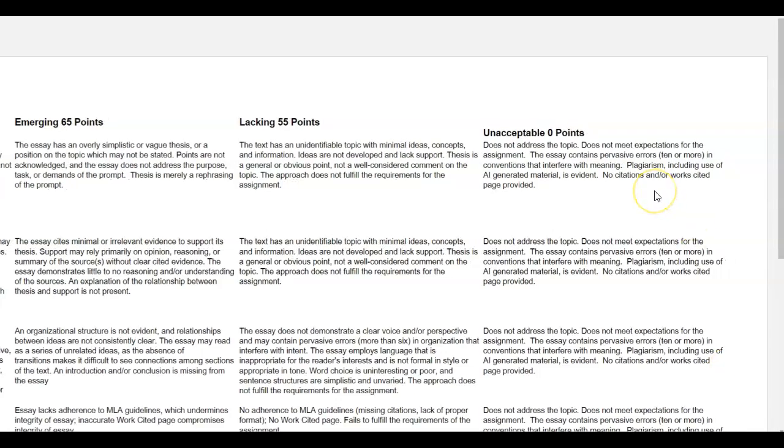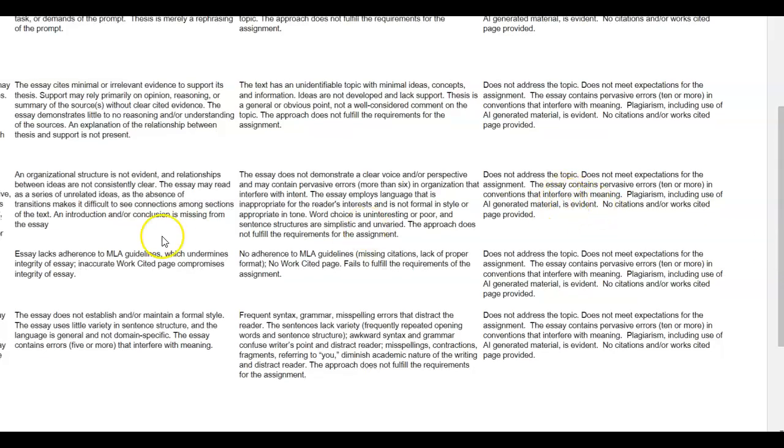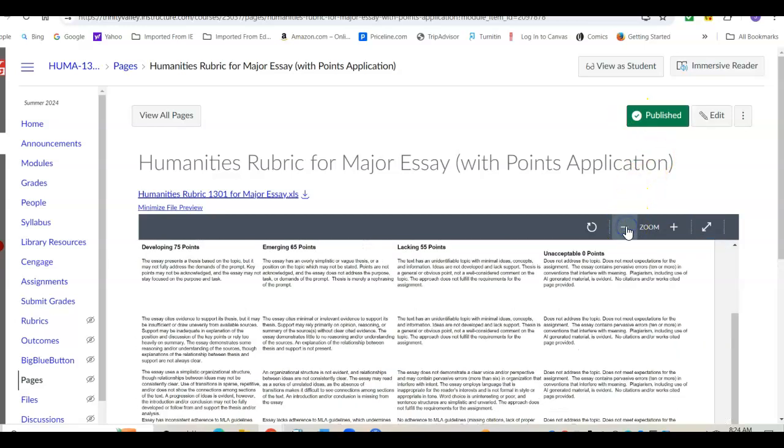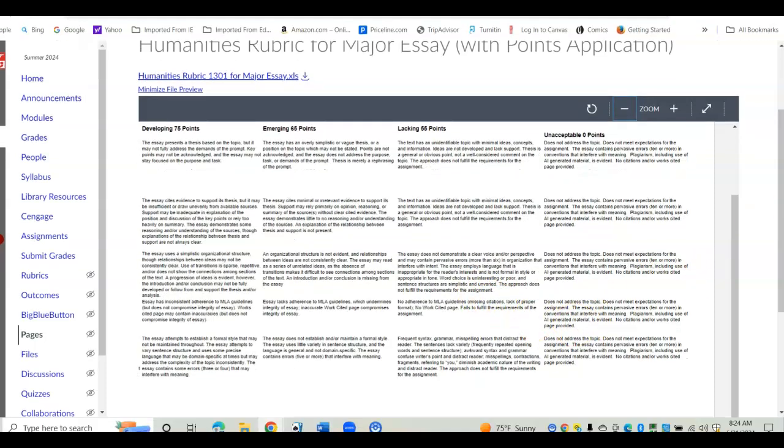If you do not address the topic, if you don't meet the expectations, the length, the MLA standards, etc., all that gets marked that way. If it has generated material, this is where it goes. And again, I just go through and click on those, and that gives the idea of what your essay has fulfilled, did not fulfill, and the points are then generated. So that's the rubric that is used to score your essay.